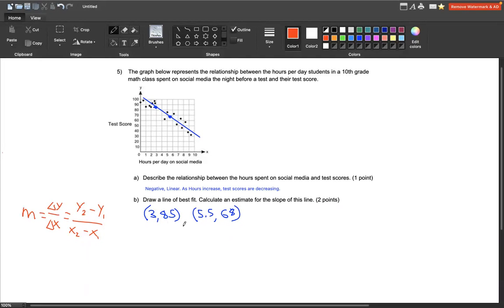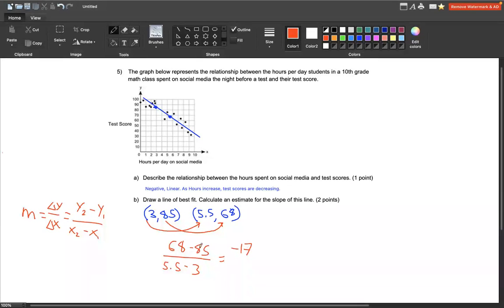So literally we're thinking, well, from 85 to 68. You're going to go backwards to actually plug this in. So 68 minus 85, over, well, from 3 to 5.5, we're going to go backwards. 5.5 minus 3. Make sure if you started with the 68, you had to go to 85, and then with 5.5, you had to go to 3. You have to start with the same set both times. I have my calculator right here. Let me do this real quick. So we're just going to subtract 68 minus 85, which gives me negative 17.